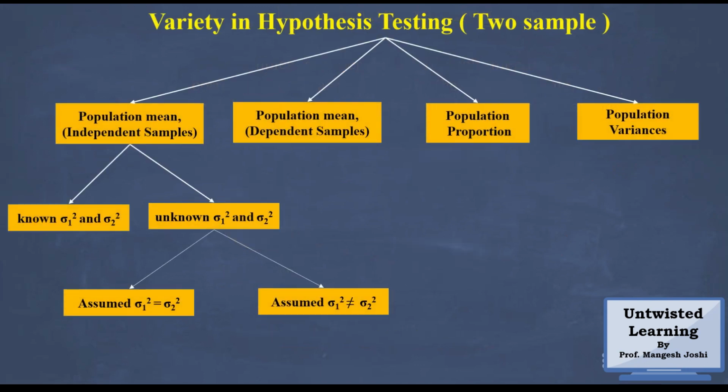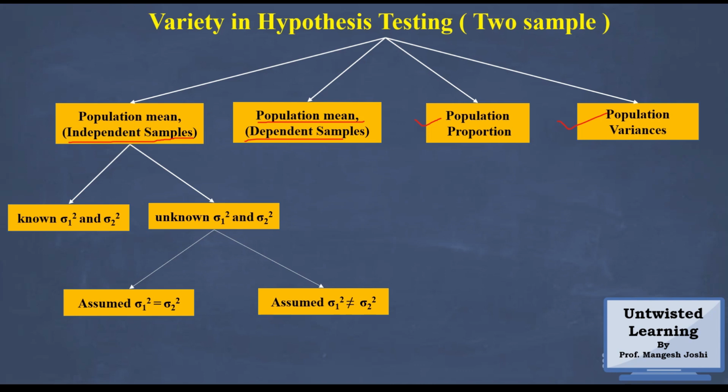So this is the overall variety in hypothesis testing of two samples. First is hypothesis testing for population mean. If the samples are independent, then population mean; if the samples are dependent, then hypothesis testing for population proportion, hypothesis testing for population variances.